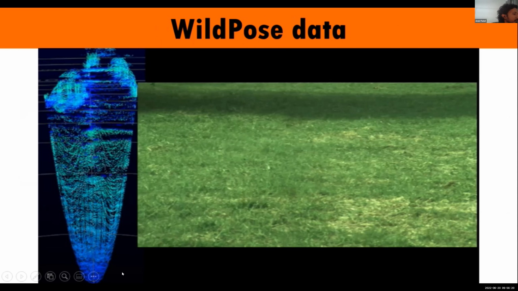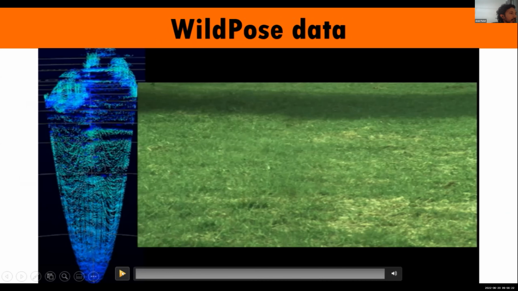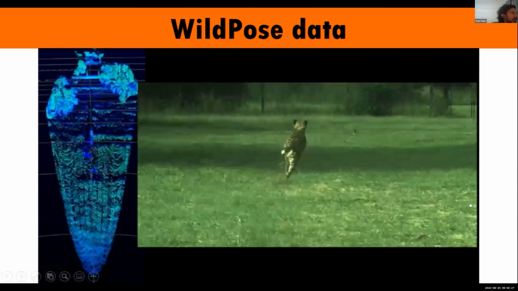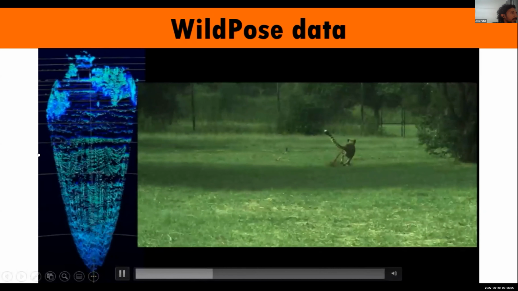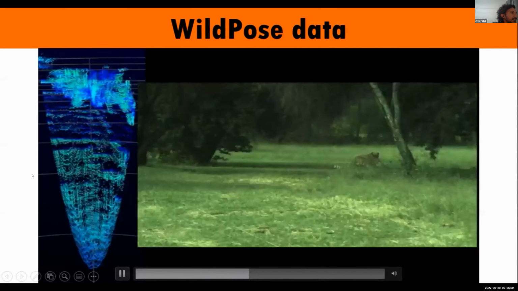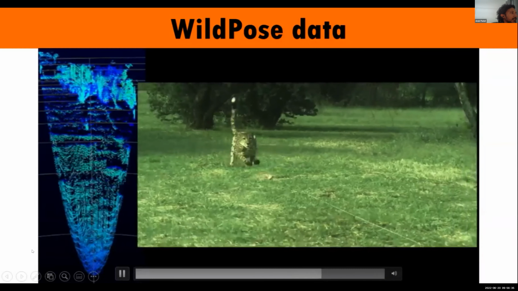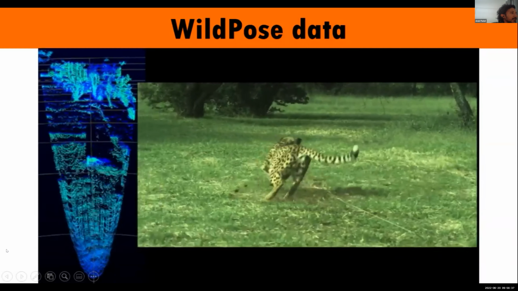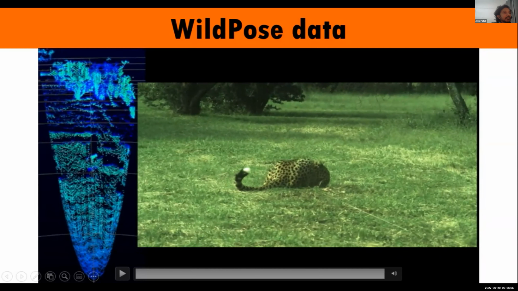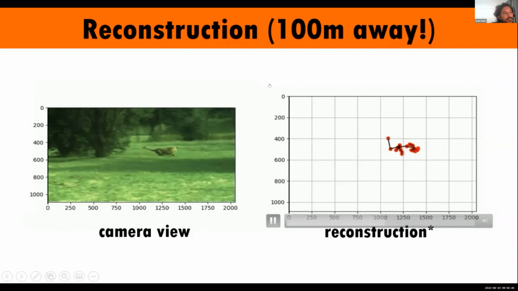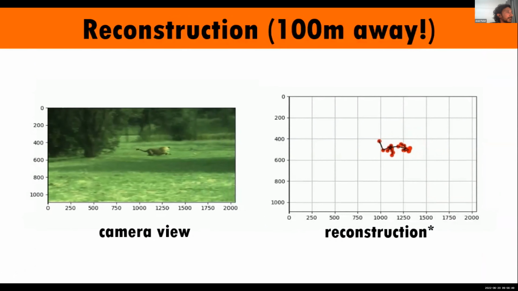This is some initial data we took at the Ann van Dyk Cheetah Centre. You can see on the right is the high-speed video, and on the left is the LiDAR point cloud. If you look, you can clearly see the cheetah coming towards us and coming down here, doing a nice cool flick and turn. Okay, so then we can take that information and fuse it. The camera is an example, and we can now do 3D reconstruction of this animal, and it's 100 meters away. So that's pretty cool.